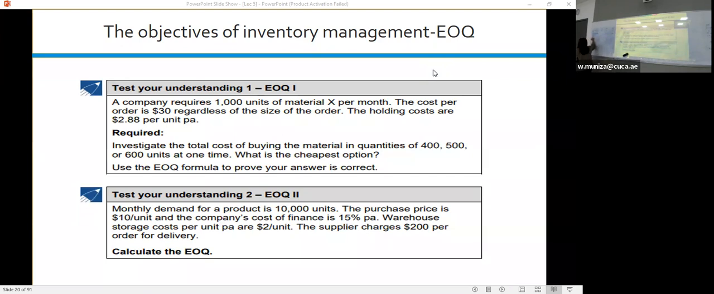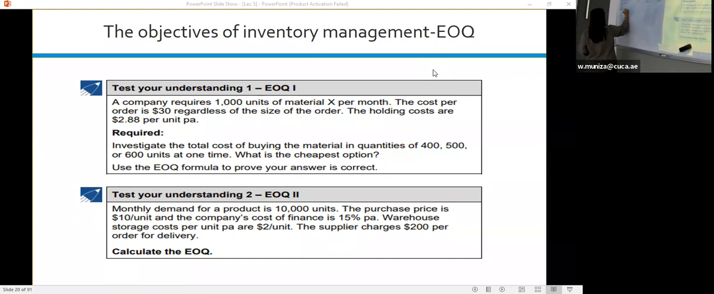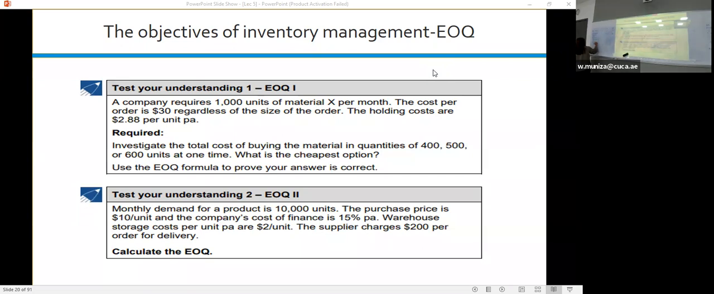Now we are going to calculate the cost of ordering. What is the formula? Cost of ordering 1 unit multiplied by number of orders. How do we calculate the number of orders? Annual demand divided by order quantity. Cost of ordering 1 unit is 30. Annual demand is 1000 units monthly multiplied by 12, so 12,000 divided by order quantity.